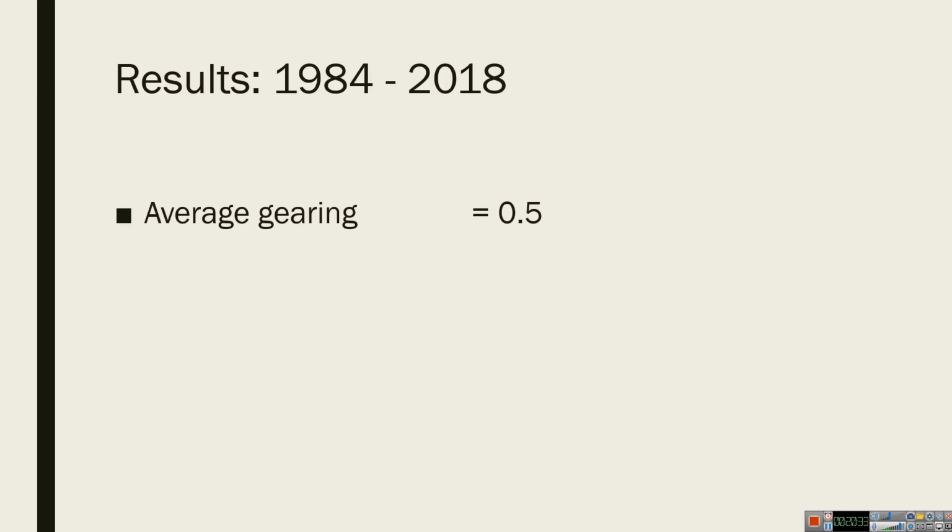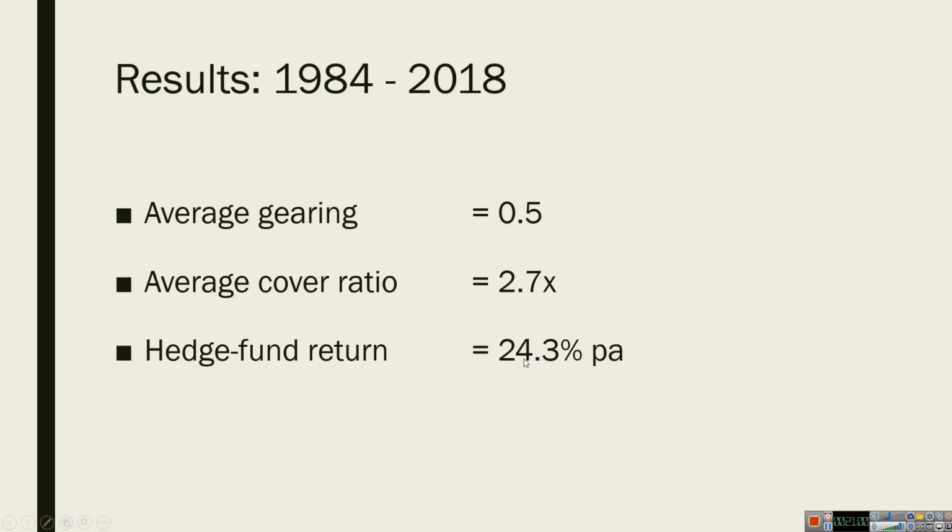So just summarizing the results, we find that the average gearing, this is with the Sharpe ratio being our optimized, is about only 0.5. So we're actually only putting in, if we put 100 Rand into cash, we're only selling 50 Rand and buying 50 Rand in our other two, our long and short portfolios. Our average cover ratio is about 2.7, and our return that you saw just now is about 24.3% per annum. That's pretty good, and we haven't even geared up this fund.